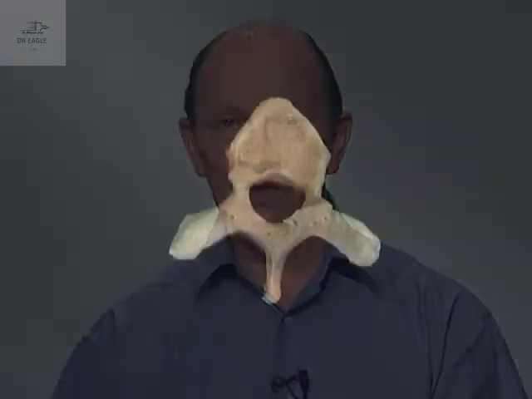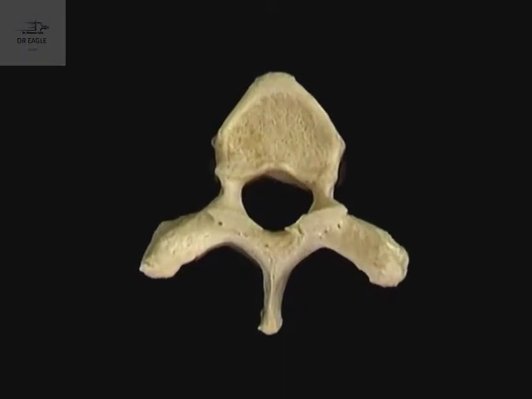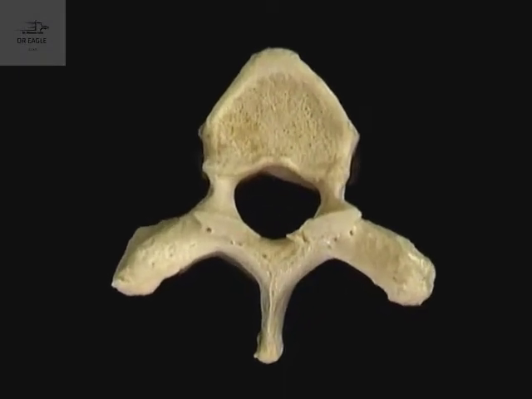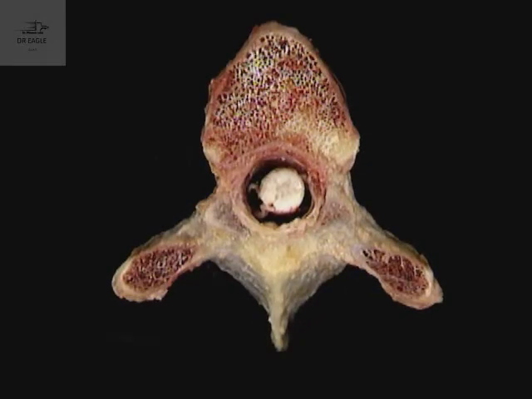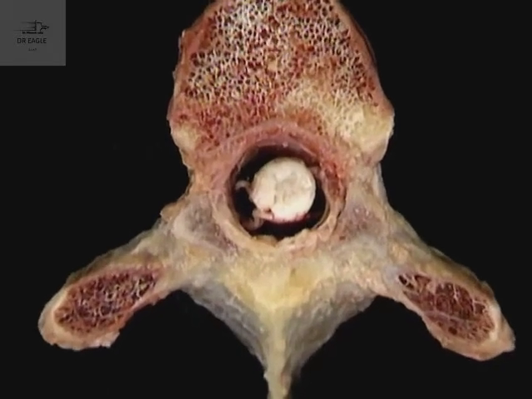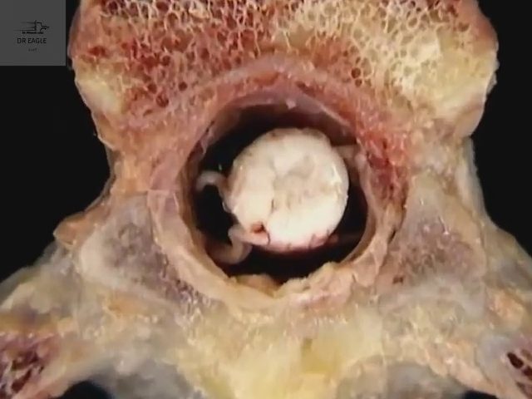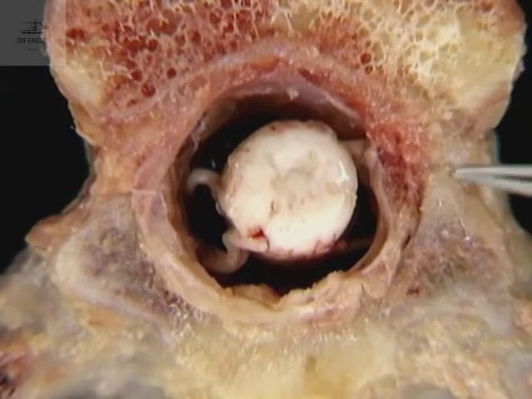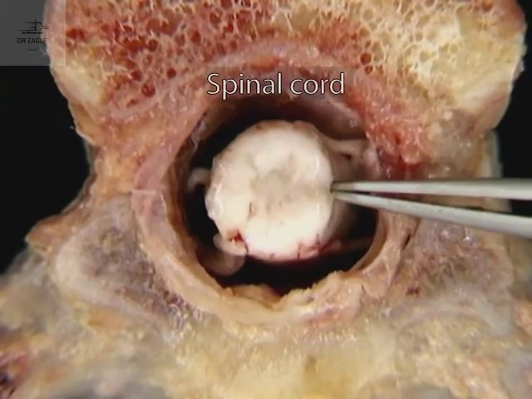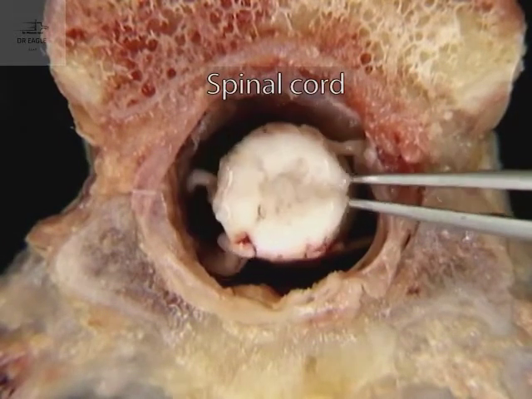Now we'll move on to look at the vitally important contents of the vertebral canal: the spinal cord, the spinal nerves, and the protective layers of tissue that surround them. We'll look first at a cross-sectional view of the vertebral canal. This is a cut through the 6th thoracic vertebra. Here's the spinal cord. It only partway fills the vertebral canal.